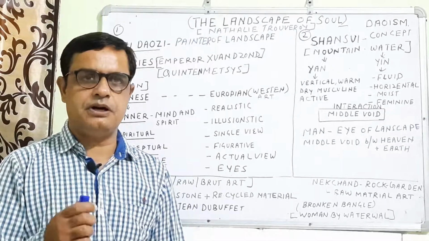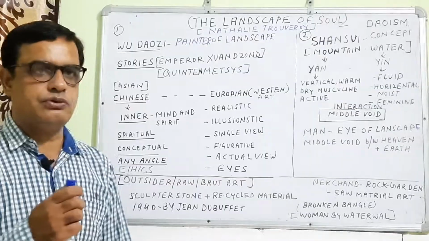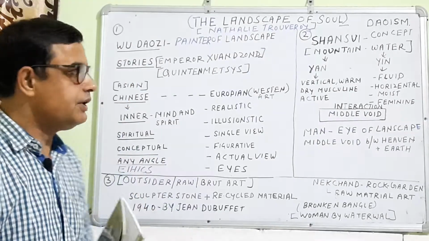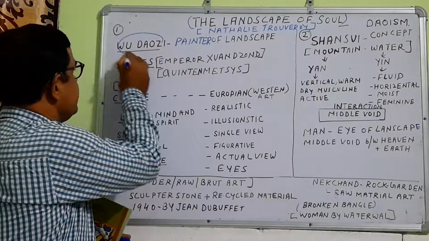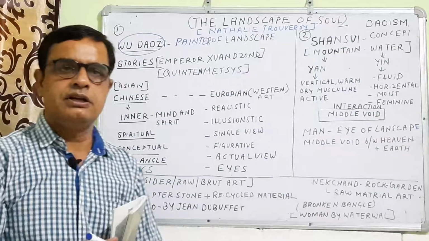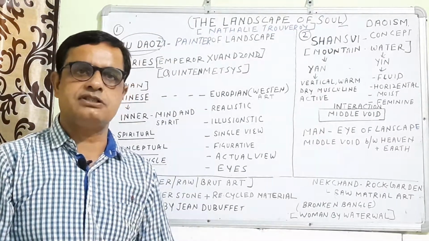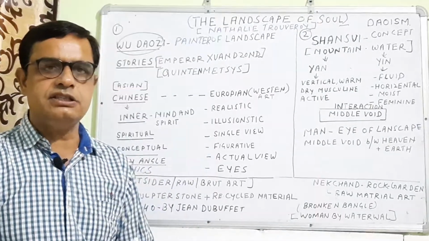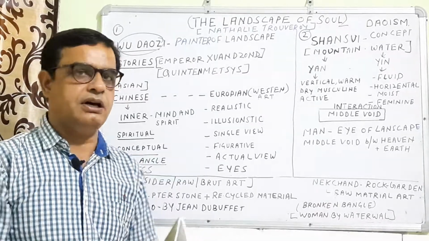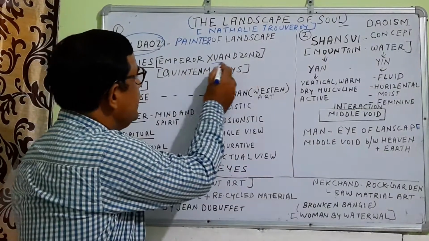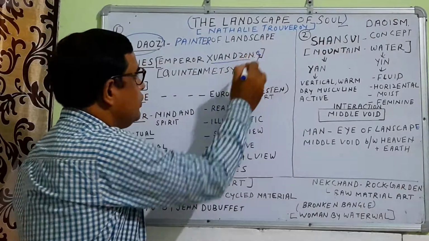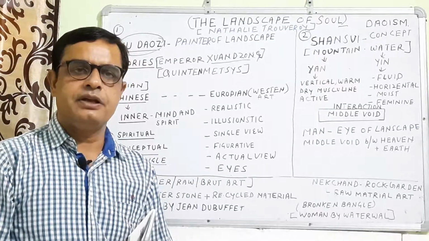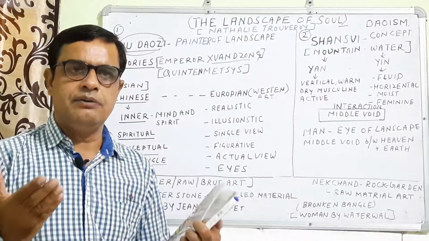Let us start the first part of the chapter, related to the stories of the Chinese painting and the stories of the Western painting. Dear students, Wu Daoji was a great painter and the landscape was his last masterpiece, his last painting. In the 18th century, the Chinese emperor, the Tang emperor called Xuanzong, ordered a painting of a landscape to decorate the wall of the palace.